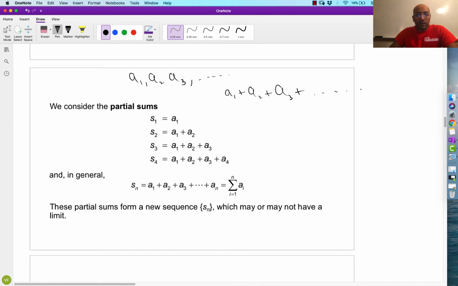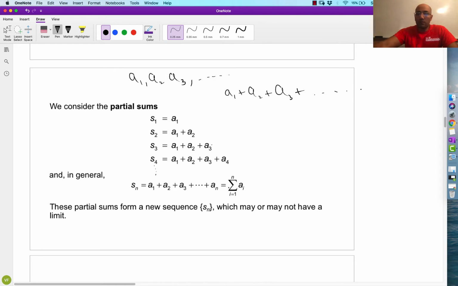S sub 1 is going to be the sum of the first one on my list. S sub 2 is the sum of the first 2 on my list. Then S sub 3 is the sum of the first 3, the sum of the first 4, and you get the point. So eventually we come up with this new sequence of values where each one of them is a partial sum of the first n values. Good? So if we extend this out to the nth one, it'll be the sum of the first n values. Good? These partial sums form a new sequence, S sub n, which may or may not have a limit.